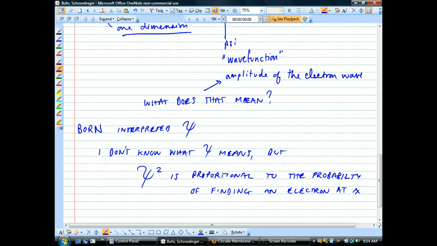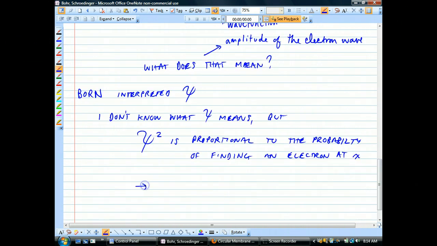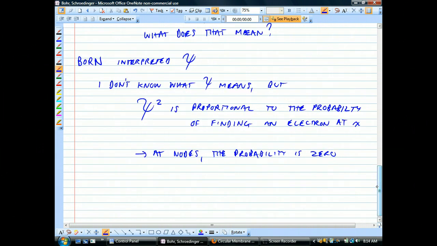Now what does that mean? That means at the nodes, probability is 0. Okay, so let's take this a little bit further. At the nodes, the probability is 0. At the antinodes, it is maximized.